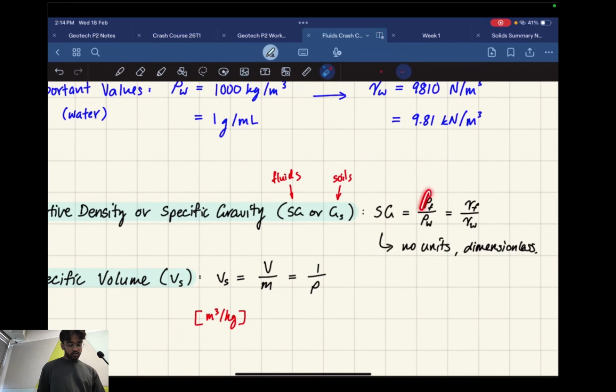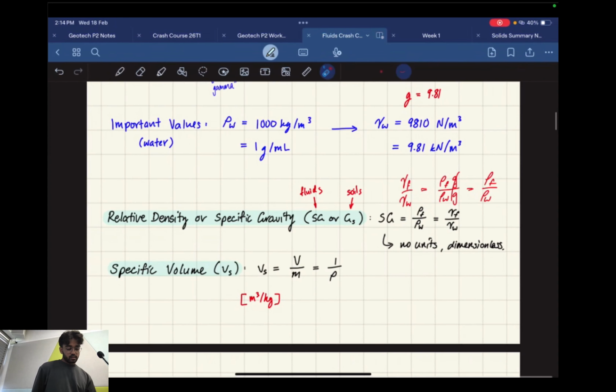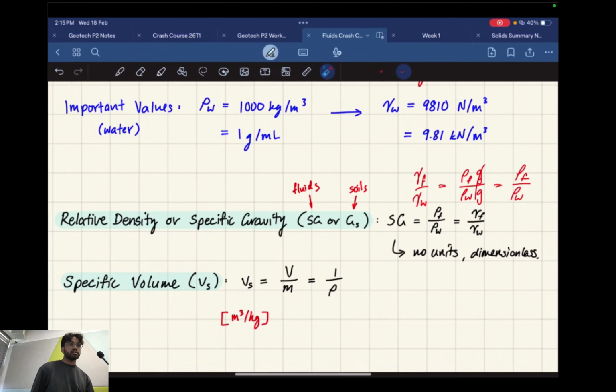There's two formulas I could use. They're both equivalent. The reason being, if you have the unit weight of a fluid divided by the unit weight of water, this is just equal to the density of the fluid times gravity divided by the density of water times gravity. Gravity just cancels out, so you just get that. Make sense? It's just a ratio. Nothing really much to it.